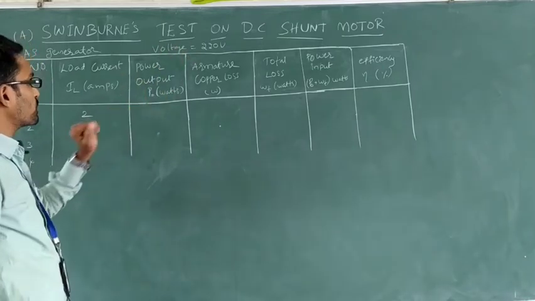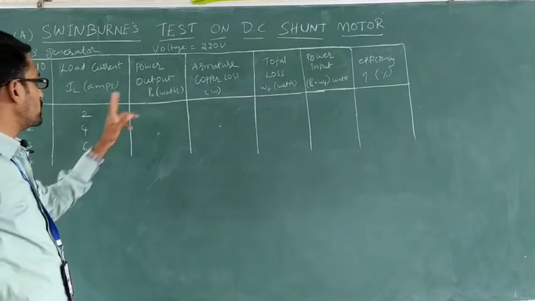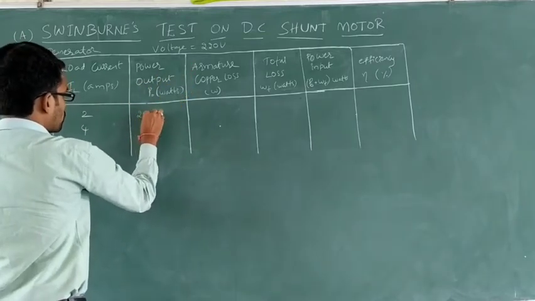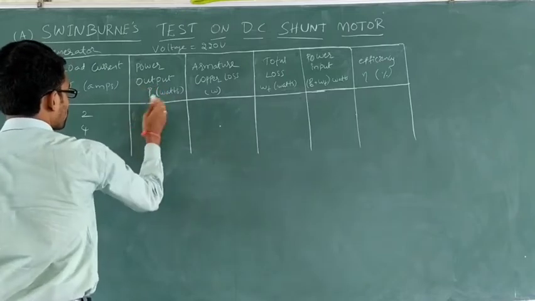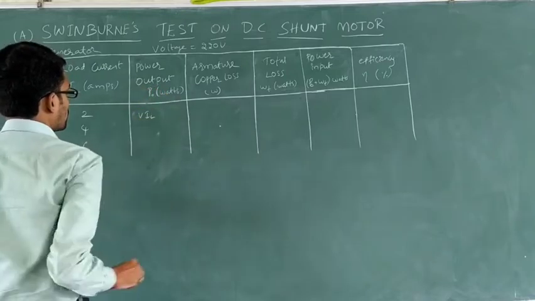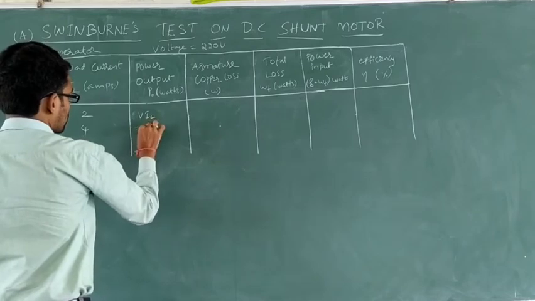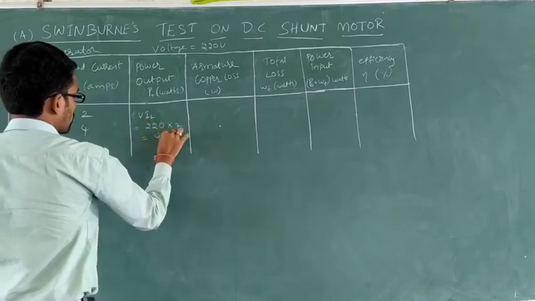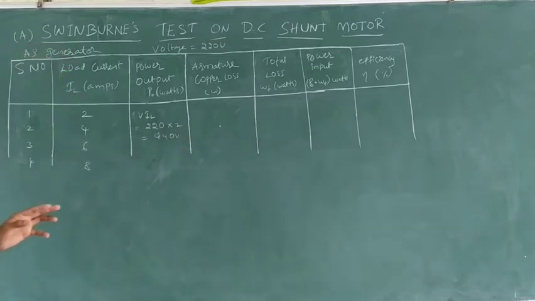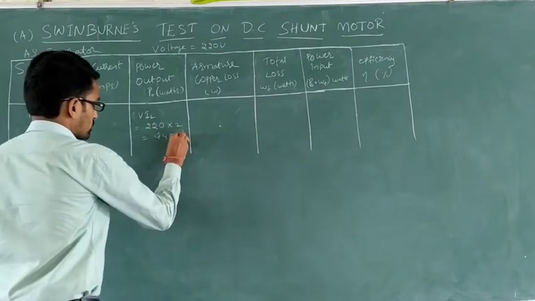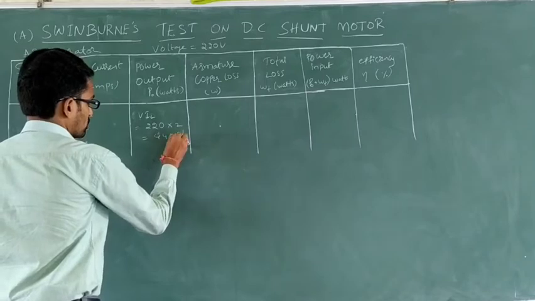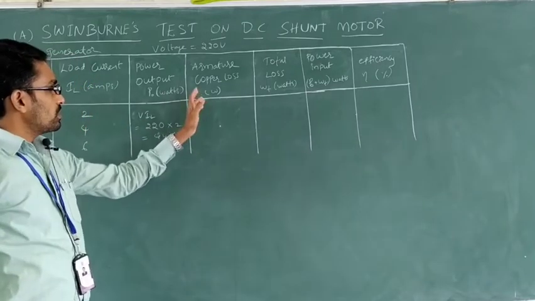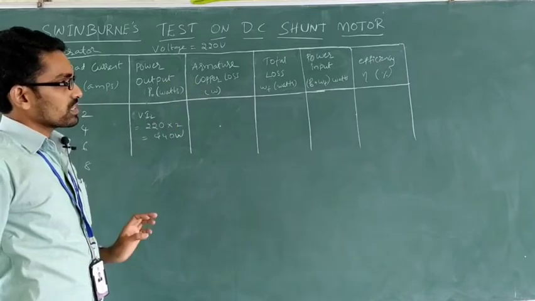The power output equation is P0 is nothing but V into IL. So V is 220 volts. I am writing the formula first, V into IL, that is 220 volts into 2. You are going to get 440 watts. So the power output is 440 watts, and then you need to calculate the armature copper loss.